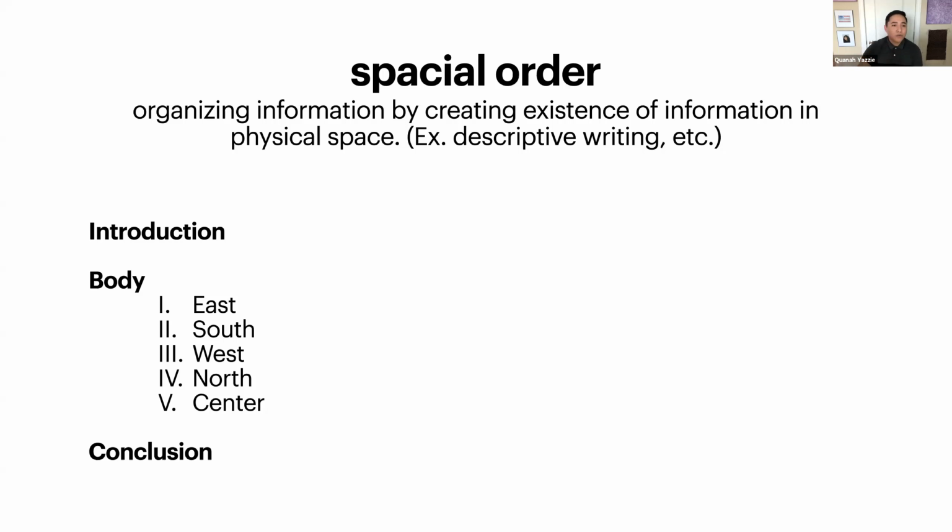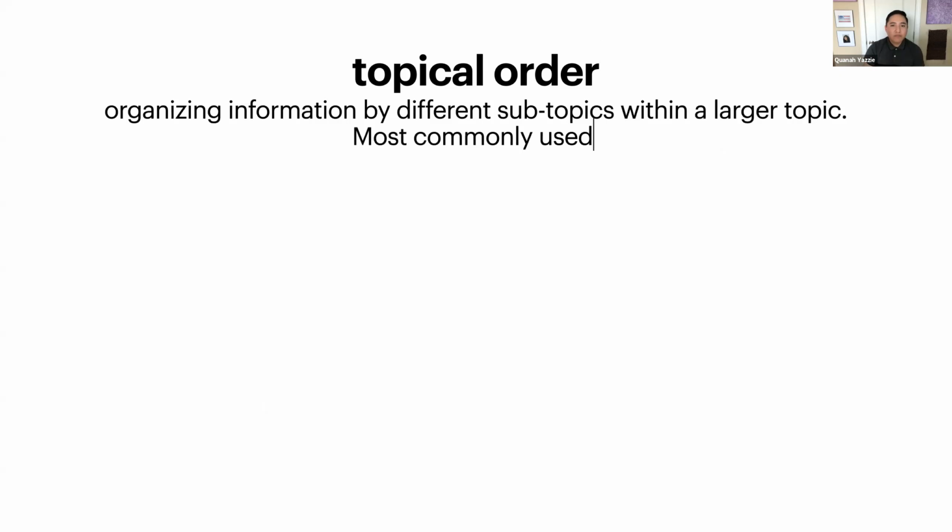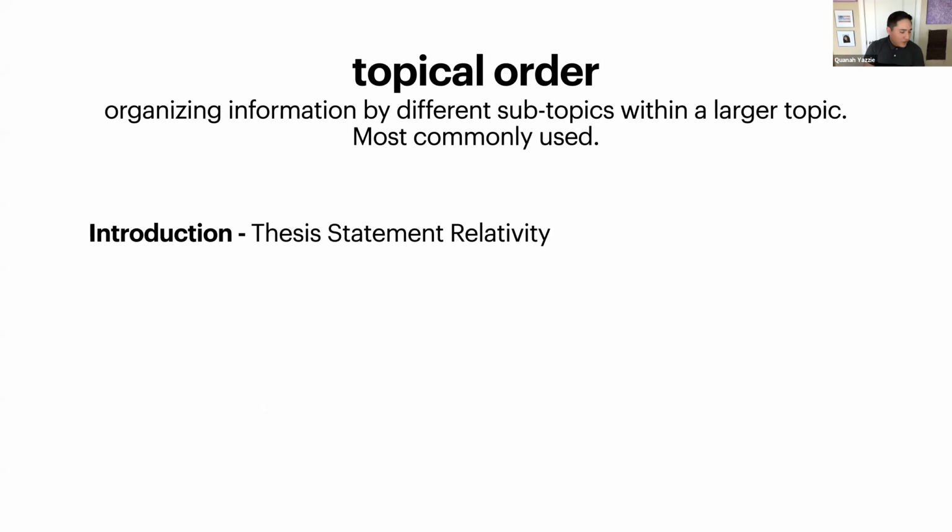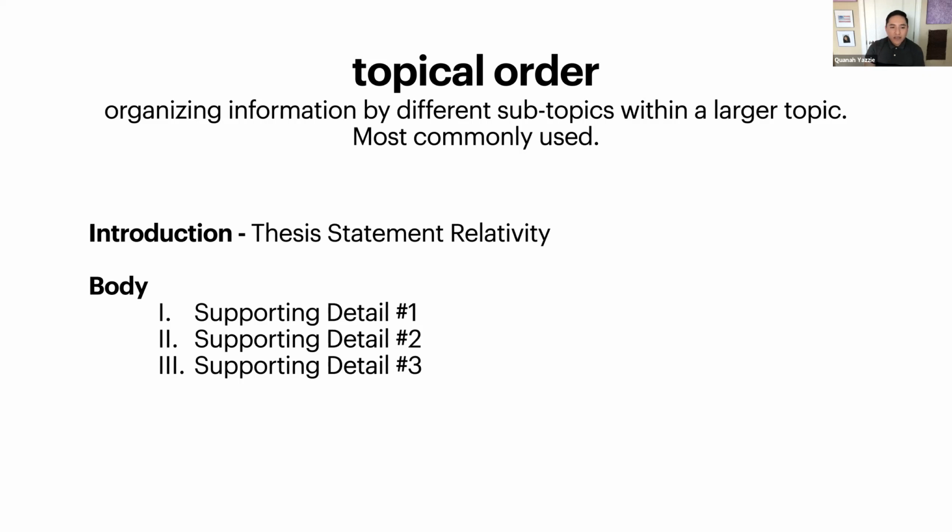The next one is topical order. This one's the most common. Every time we write an essay, we always have to talk about the topics, so this means organizing information by subtopics within a larger topic. So we usually use this all the time without even knowing about it. You have an introduction and thesis statement, and then your body would have supporting details that support the thesis itself. Each of these supporting details is one topic, and then you have a whole bunch of different things within that topic. So this is topical order, and this is the most common one that we use a lot.